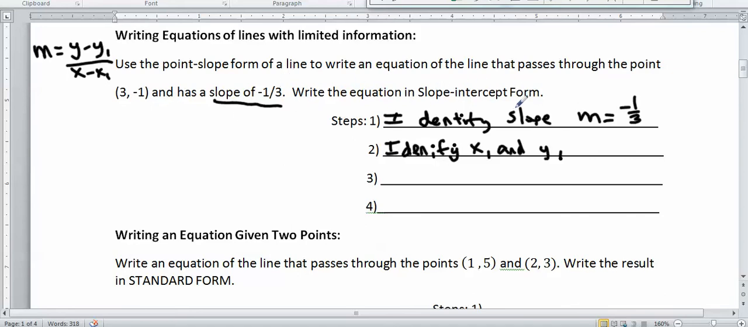Alright, so we've got a lot to do. So identify x1, y1, which x1 is equal to 3, y1 is equal to negative 1. Okay. The third step you do is plug in the information and cross multiply.